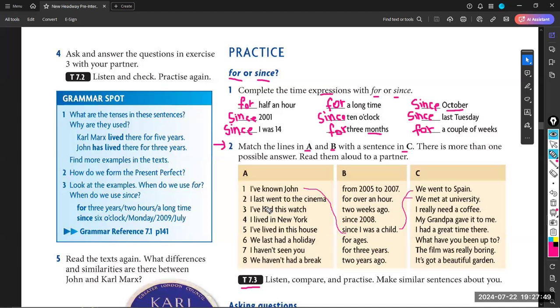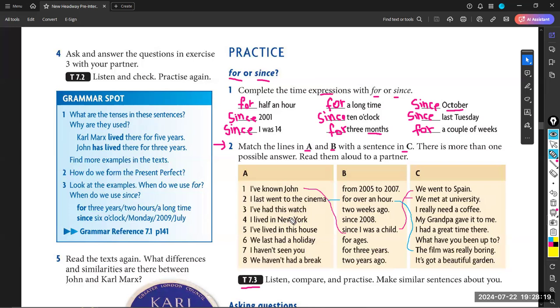Number 2. I last went to the cinema two weeks ago. Okay, how can I match this with C? The film was really boring. The film was really boring, simple past. Exactly.